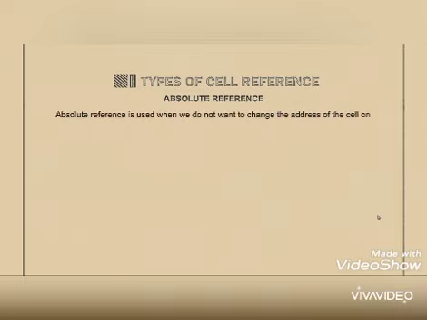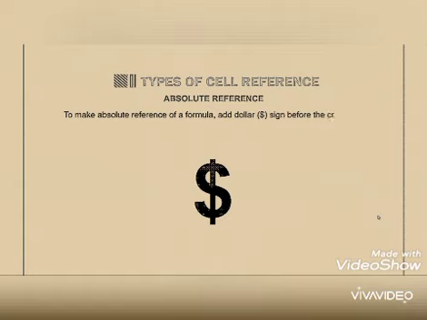Now the second type of cell reference is absolute reference. Absolute reference is used when we do not want to change the address of the cell on copying the formula to another cell. To make an absolute reference in a formula, add a $ sign before the column and row number. =$A$1+$A$2 is an example of absolute reference.